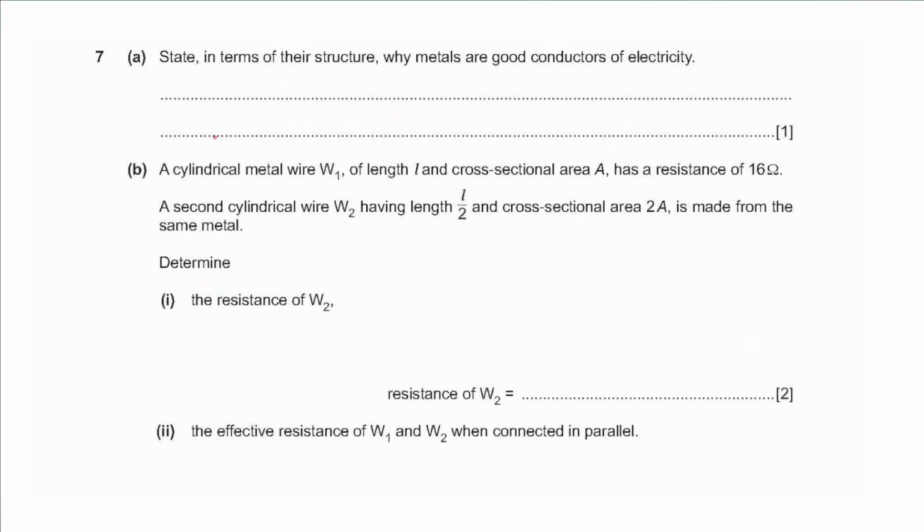Question 7a says, state in terms of their structure why metals are good conductors of electricity. That is because they have free moving electrons or free electrons, which allow flow of current. Part B says a cylindrical metal wire W1 of length L and cross-section area A has a resistance of 16 ohms. A second cylindrical wire, wire W2, having length L over 2 and cross-sectional area 2A is made from the same metal. Determine the resistance of W2 at first.